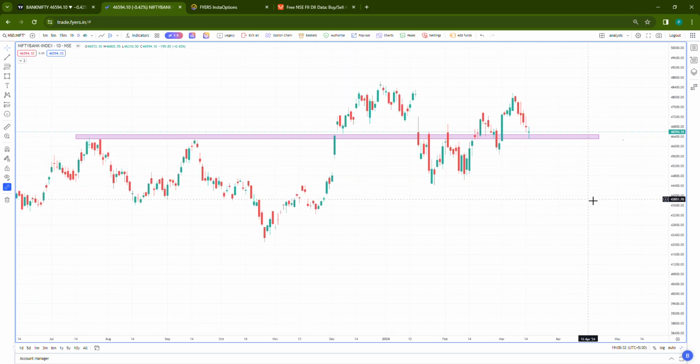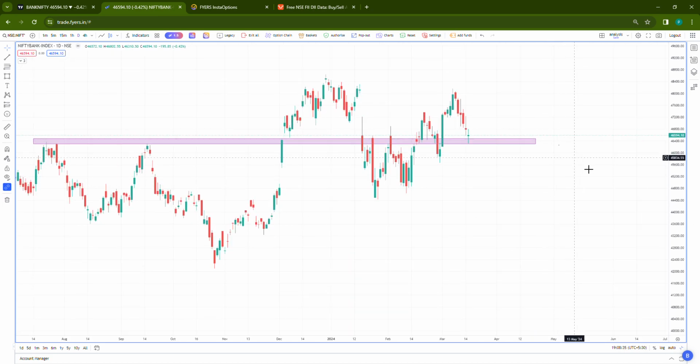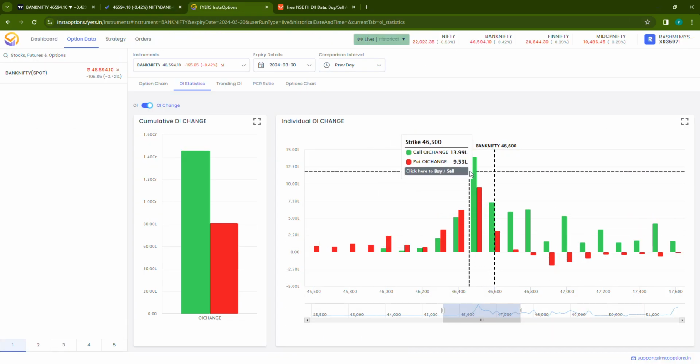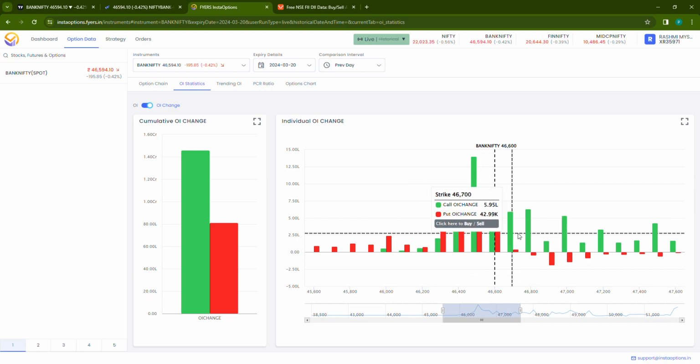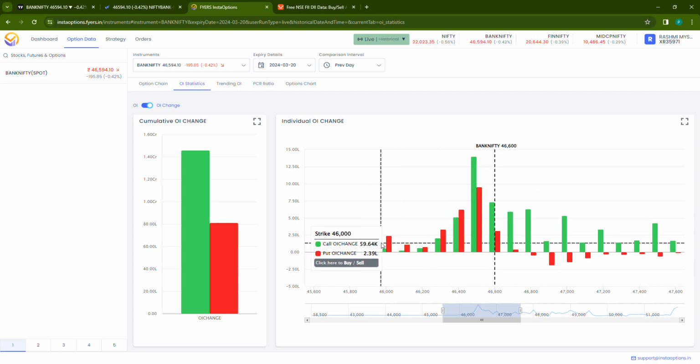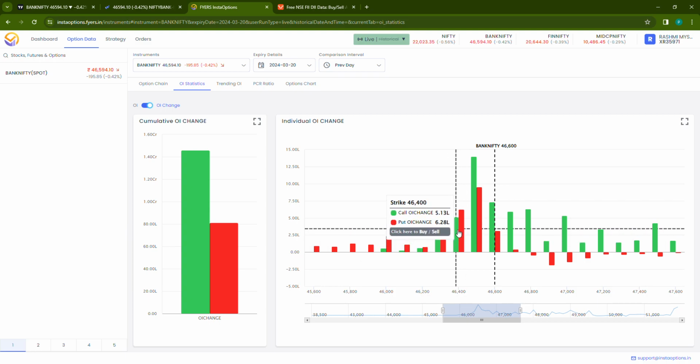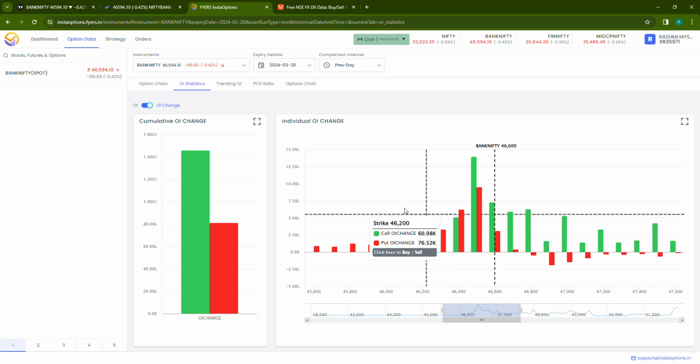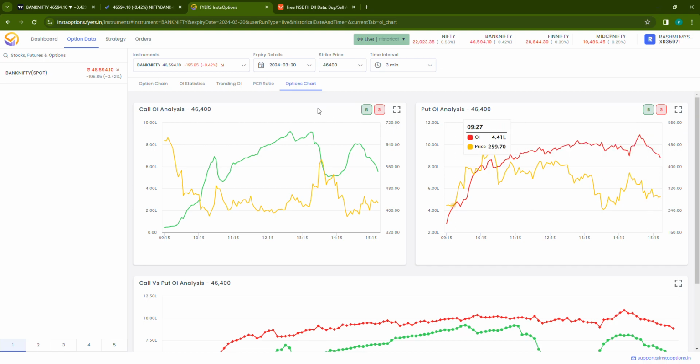Our plan for Monday will be, before that, let's look at the options. This is the change in open interest. At 46,500 more open interest was added on both CE and PE. A lot of calls are being shorted, and on the PE side there is not much open interest below 46,200, 46,000, 45,800. At 46,400 there is only a little open interest.